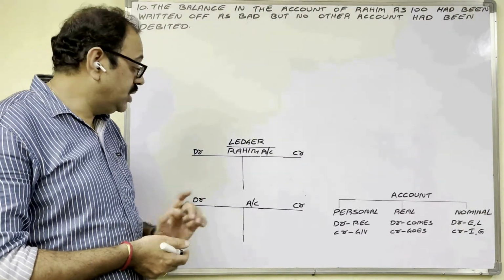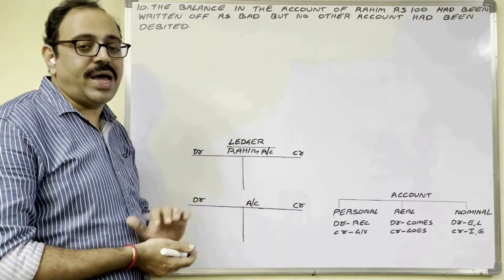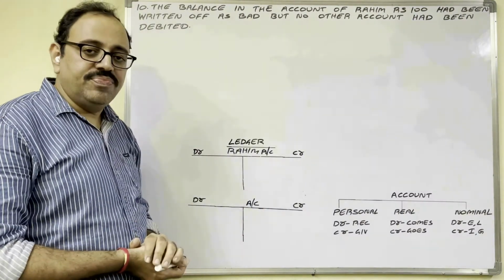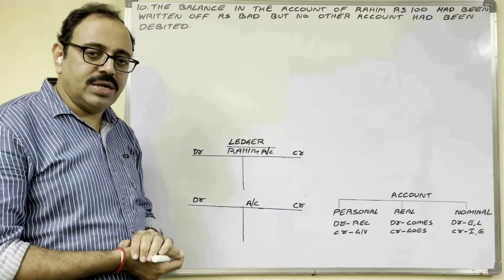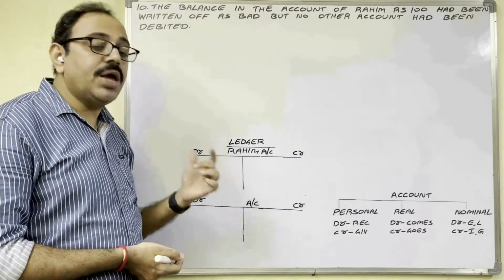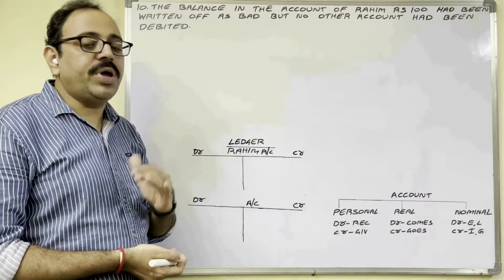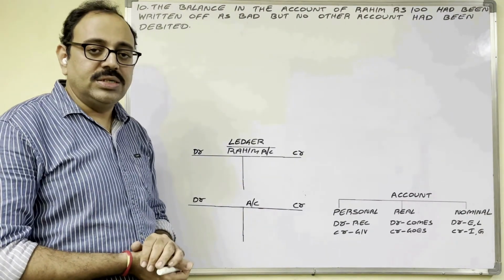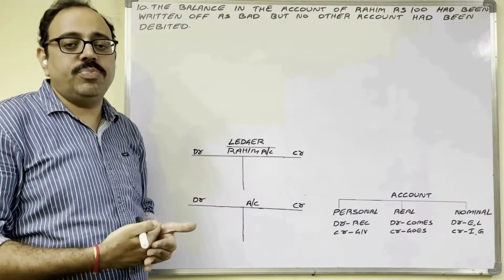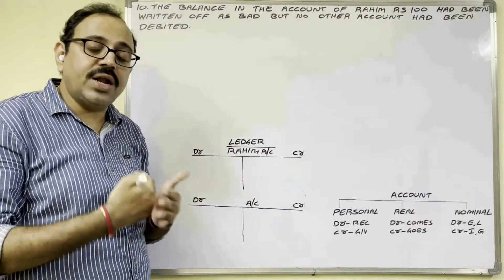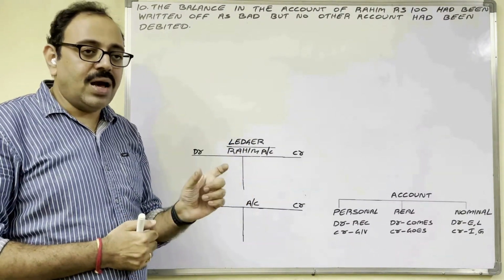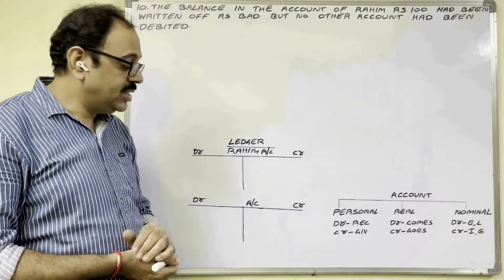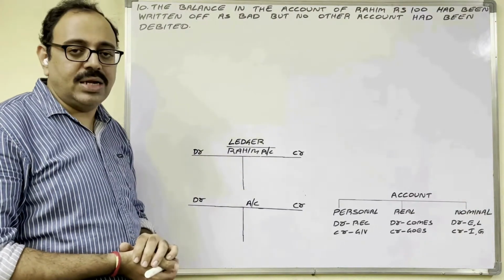Now the question is, Rahim's account is showing which balance? So the balance in the account of Rahim, debit balance or credit balance? Rahim has to pay the amount to us. He is not going to pay this. Therefore, this 100 is written off as bad debt. Rahim has to pay 100 rupees, which means Rahim is a debtor to the firm. A debtor is an asset. An asset shows a debit balance. This means this 100 is a debit balance.